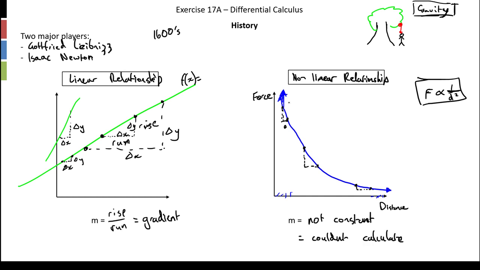We could estimate it. We could estimate between here and then find a rough gradient for there, and here and find a rough gradient for there. We can make estimates, but they couldn't actually calculate, and they couldn't come up with the formula for it.